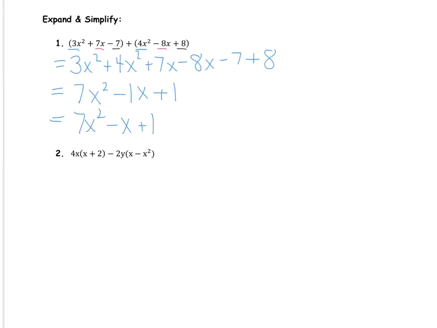Now that you are in grade 10, I do hope that you can do this part in your head, the adding and subtracting of like terms, so that step is no longer necessary, and you are welcome to go straight to this step right here. Okay, so let's take this a little bit further.